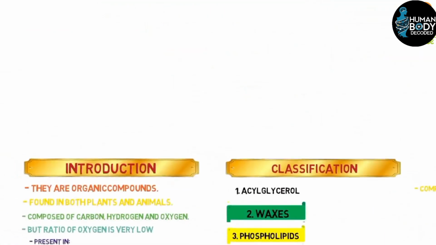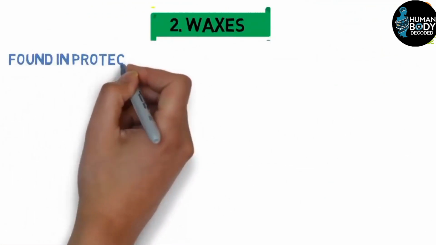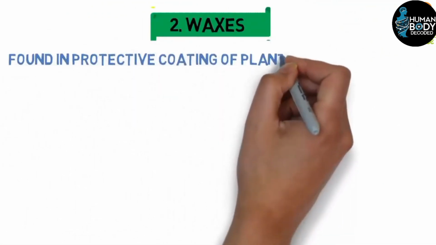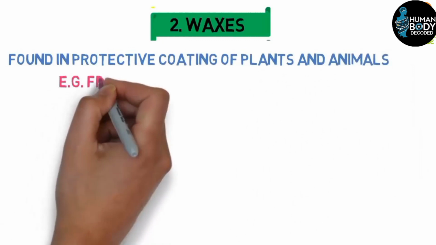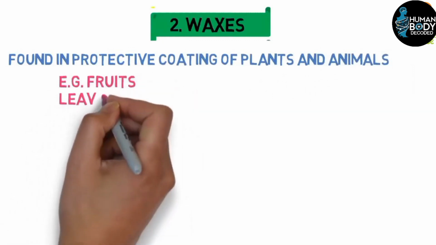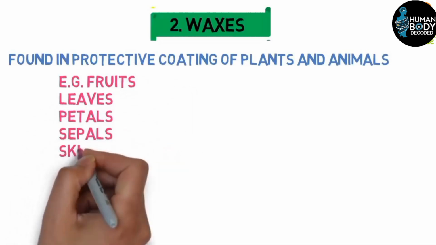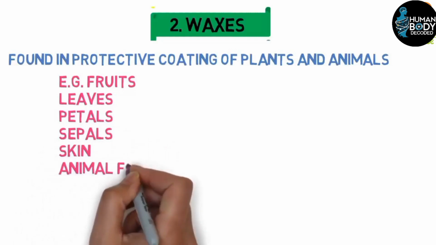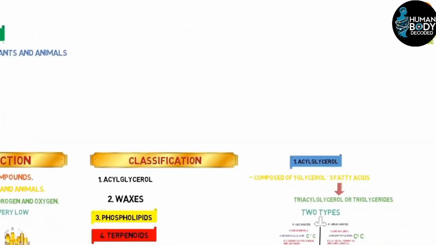Here is the second type of classification, waxes. Waxes are lipids found in protective layers of both plants and animals. These protective layers are on the outer surface, such as the skin. Examples include fruit skins, leaves, petals, and sepals. In animals, waxes are found in skin or fur. Waxes are also found in honey produced by honeybees.